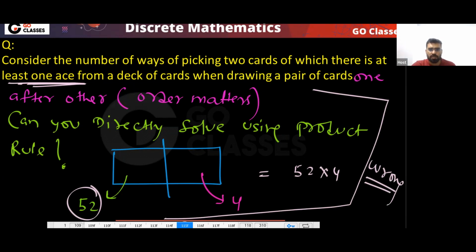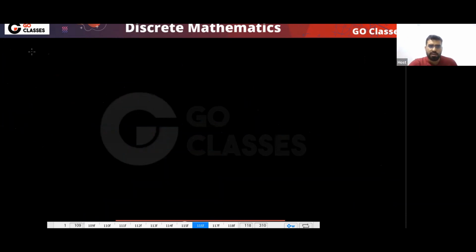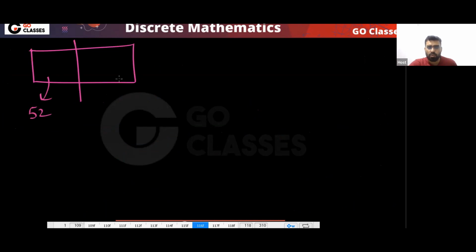Let me tell you what is wrong here. Just understand this very carefully. You are saying that for the first card we have 52 choices. The first card can be anything, do you agree? So for the first card you have 52 choices, there is no problem. But the problem is with the second card. If you directly say 4, that is wrong. Why is that wrong? Just think about it.